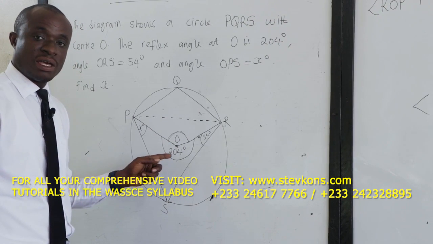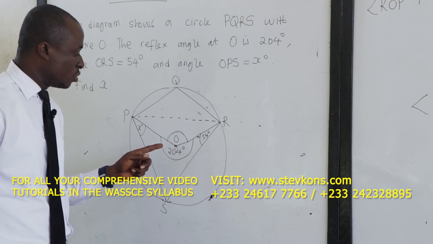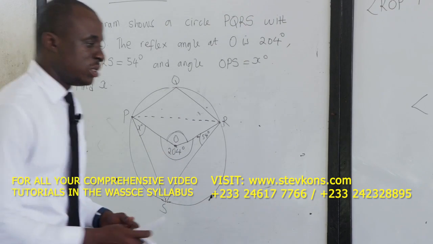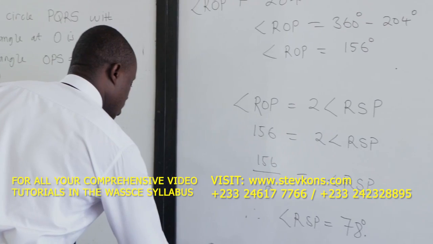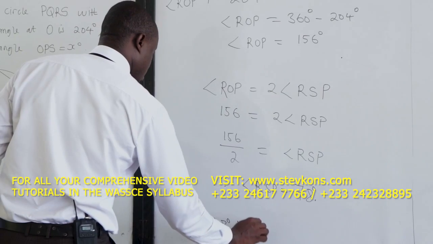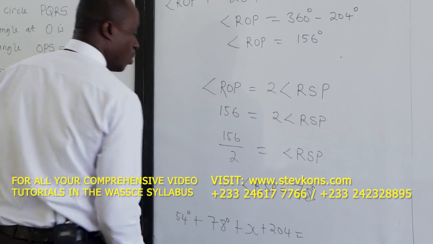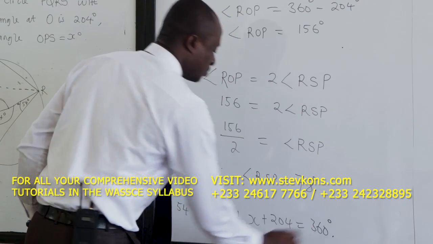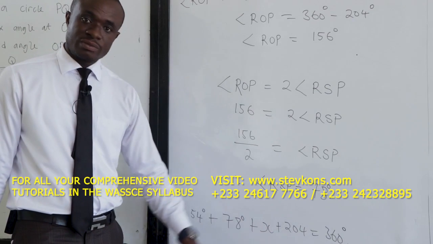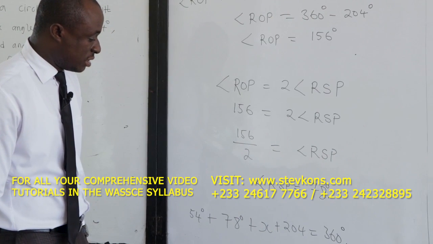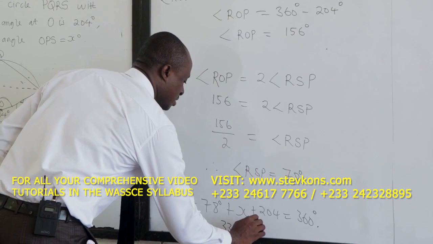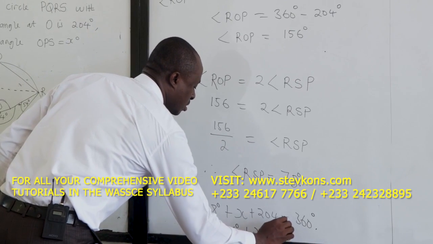Now, this is a quadrilateral, and the sum of angles in a quadrilateral is equal to 360. That's 54 degrees plus 78 plus X plus 204 equal to 360 degrees, the sum of angles in a quadrilateral. Now what is 54 plus 78 plus 204? This will give us 336 degrees plus X equal to 360 degrees.